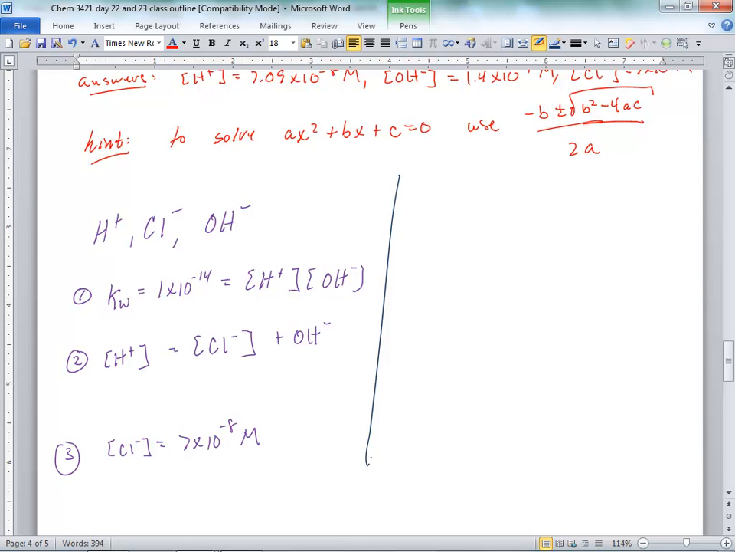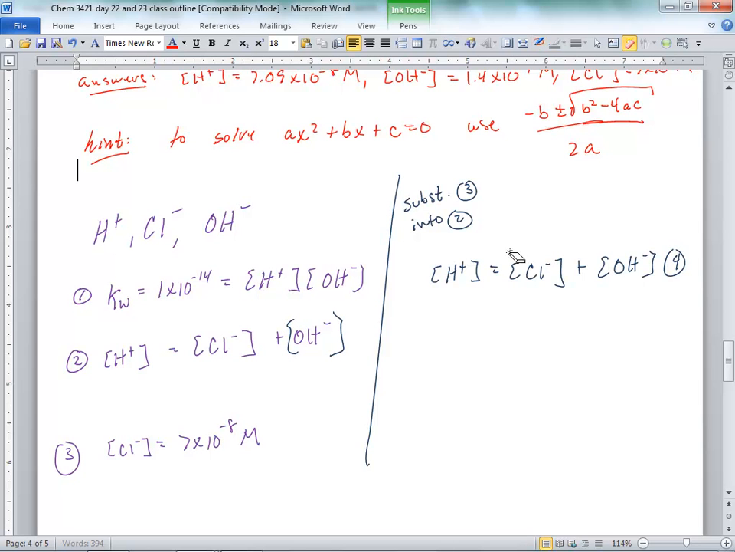Okay. What I would do is substitute 3 into, because this one's done already, so I'd substitute 3 into 2. And there's a lot of different ways to skin this cat. Right? So then you'd end up with H plus equals chloride and hydroxide. You can call that equation 4. Okay. Oh, I forgot the chloride. 7 times 10 negative 8.